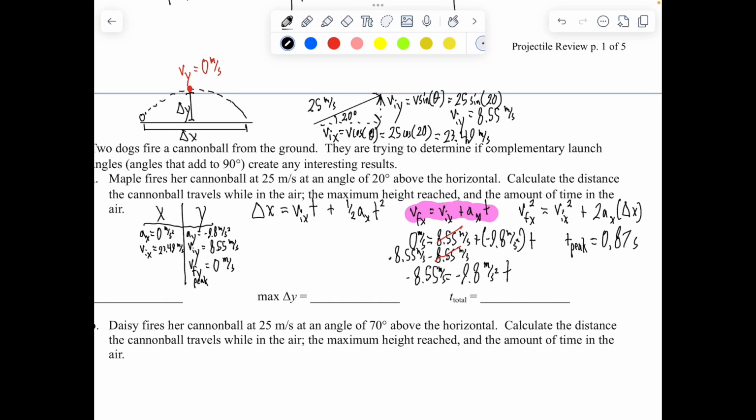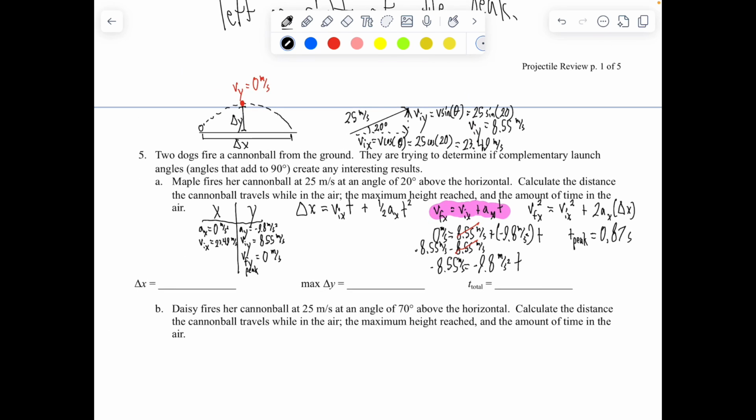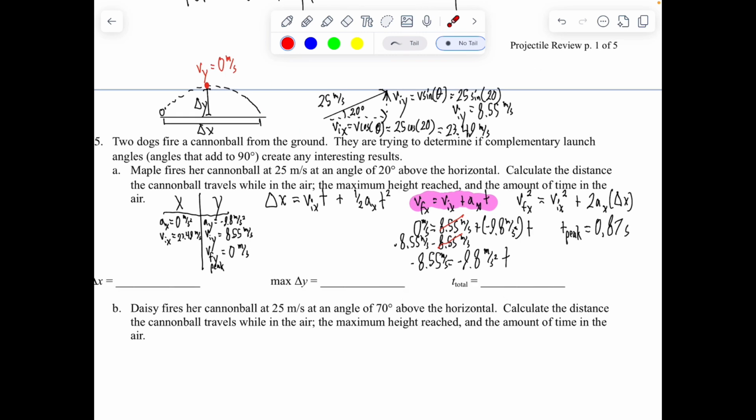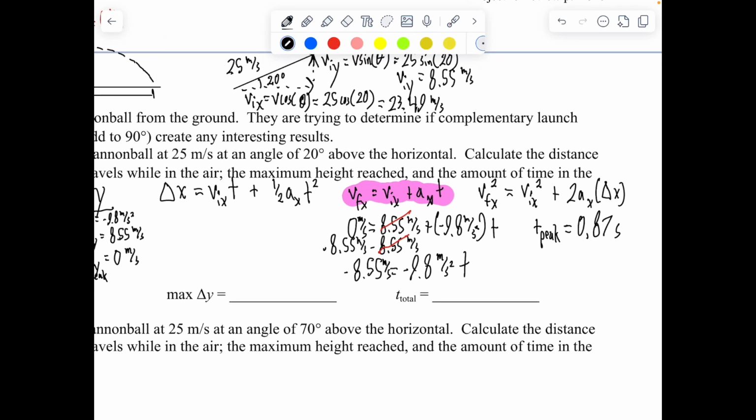If we want to get the total time, well, since we know we're on an even surface, the time it takes to get to the peak is going to be the time it takes to fall back down from the peak. So, if it takes 0.87 seconds to reach the peak, the total time then is just twice that. So we'll take our 0.87, multiply it by 2. The total time is 1.74 seconds. Let's plug that in for our answer right here.